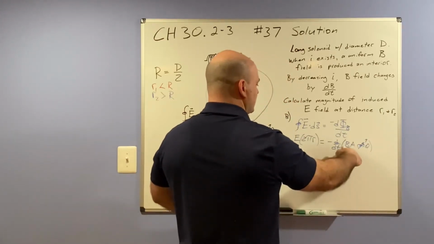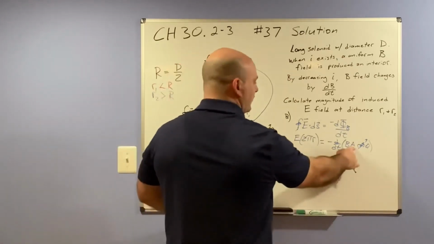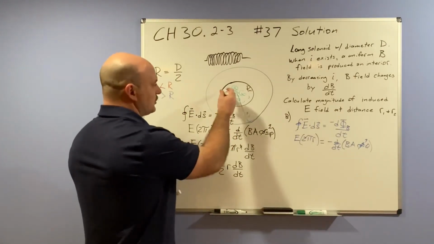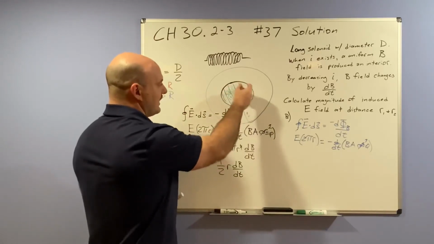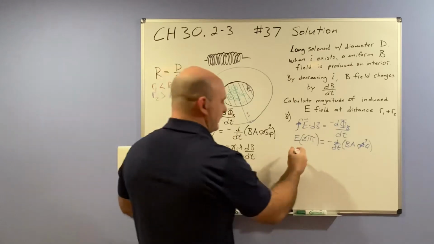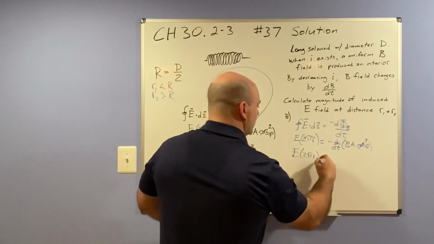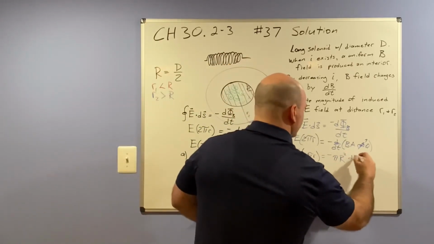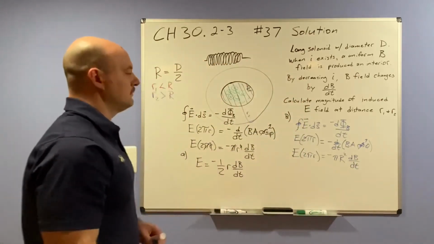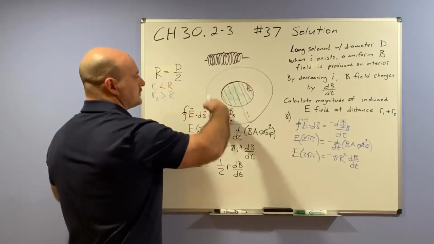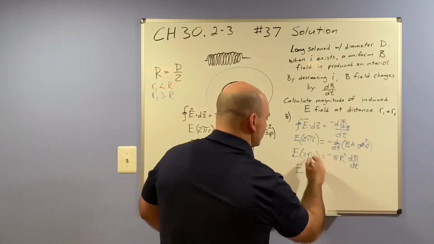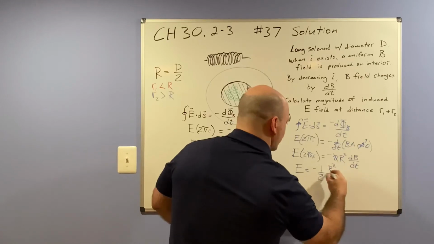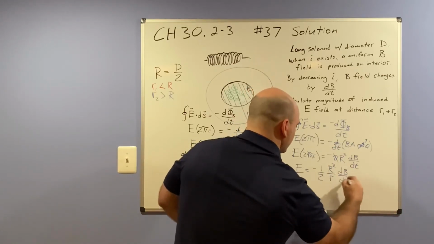Again, the area is not changing, it's the magnetic field that's changing. But what area do we have that contains magnetic field? Well, the area that contains magnetic field in this case is only the area that is bound by the windings themselves. So our area is going to be pi big R squared times the rate of change of magnetic field. When we're looking at the electric field outside the windings, we end up with this expression. The pi's cancel, but the r's do not. So we get negative 1/2 big R squared over little r times the rate of change of the magnetic field.